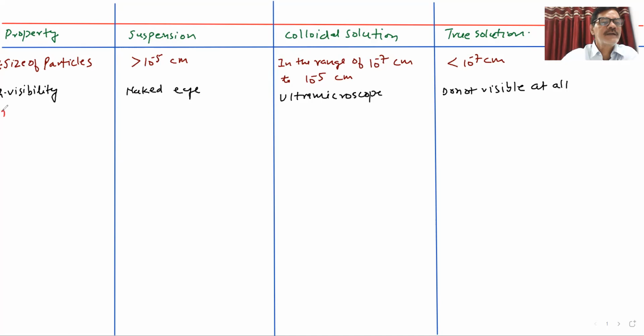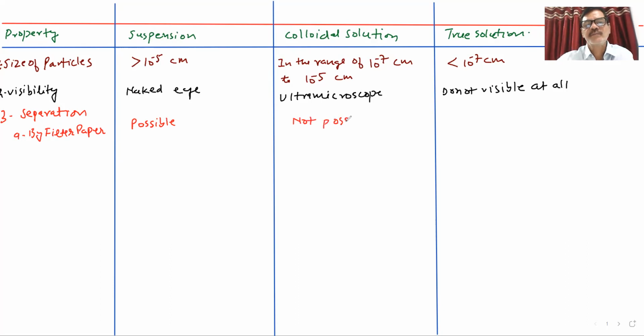That is the third property. Third property is separation. And in separation, the first part is by filter paper. So it can be separated. Separation is possible with the filter paper. Not possible. And this is also not possible.